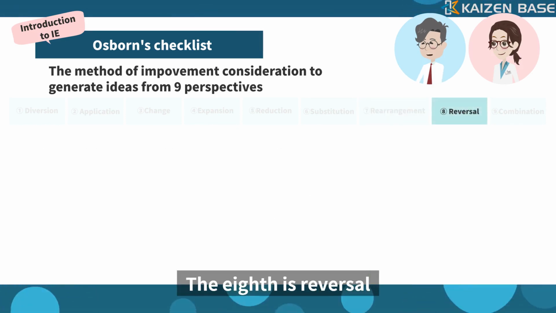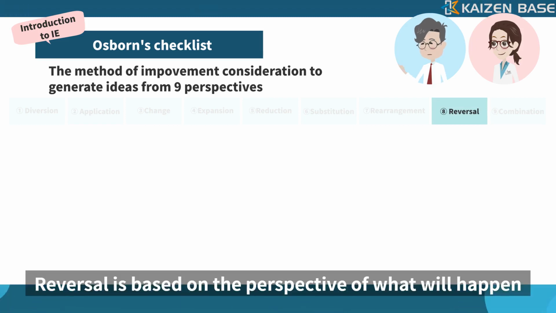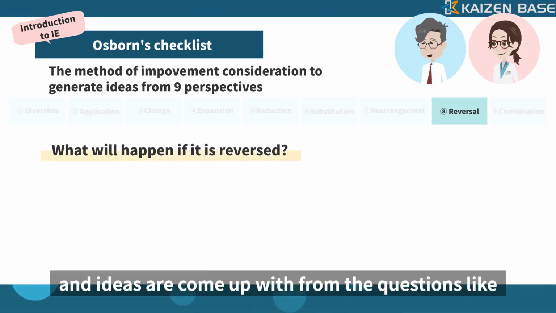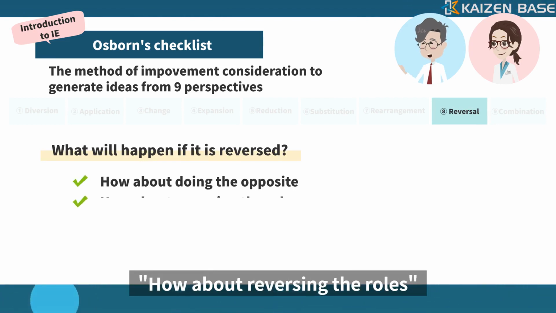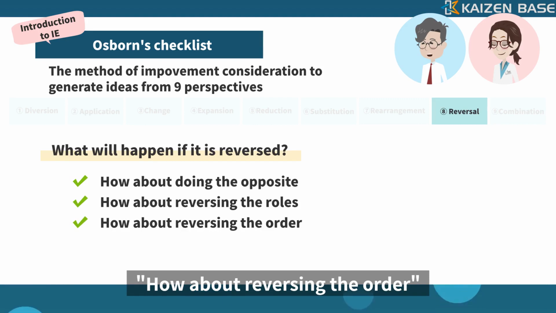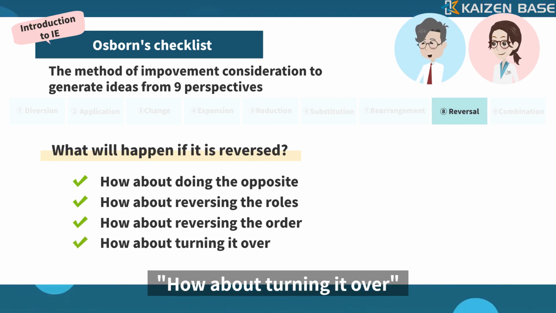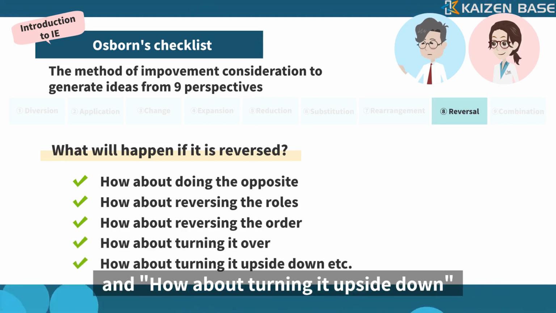The eighth is reversal. Reversal is based on the perspective of what will happen if it is reversed, and ideas are come up with from the questions like, how about doing the opposite, how about reversing the roles, how about reversing the order, how about turning it over, and how about turning it upside down.